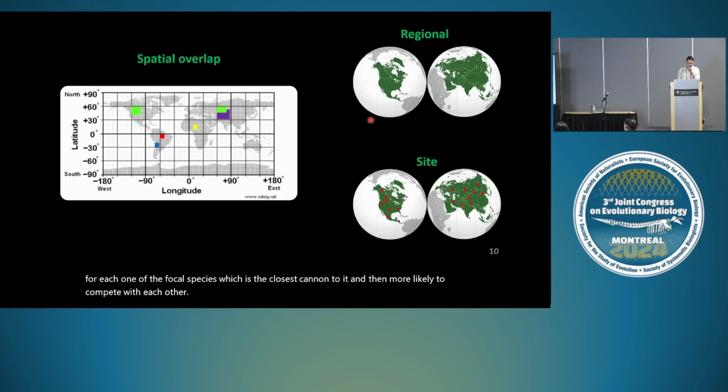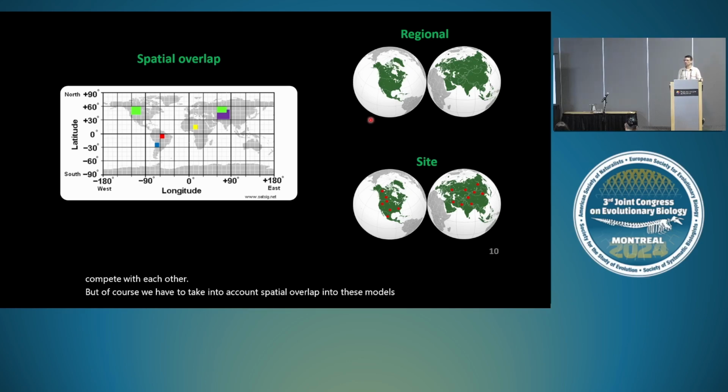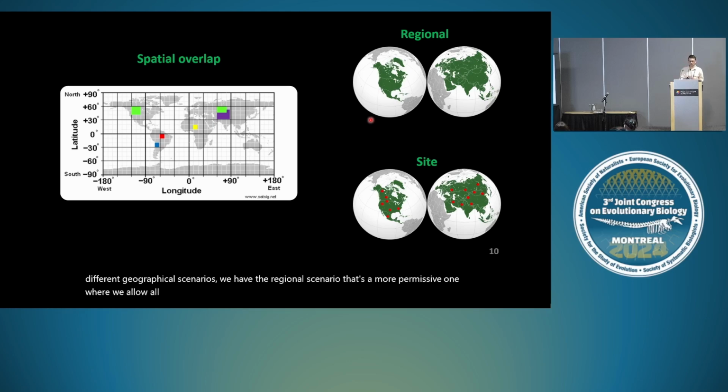But of course, we have to take into account the spatial overlap in these models, because to be able to compete, species, lineages have to be in the same place. So to do that, we have two different geographical scenarios. We have the regional scenario, that's a more permissive one, where you allow all species that live in North America or Eurasia to coexist and be able to compete. And we have the site scenario, that's a more restrictive one, where we won't allow species to compete if they are not found in the same sites.